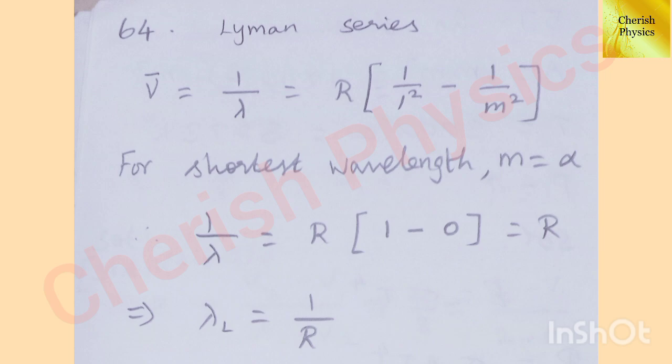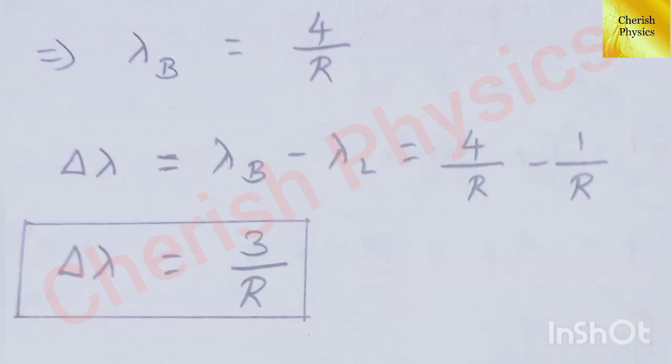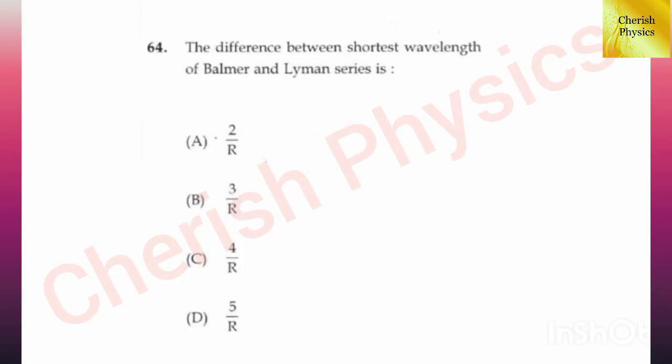Hence, lambda L equal to 1 divided by R. Similarly, for Balmer series, 1 divided by lambda B equal to R into 1 divided by 4 minus 0. Hence, lambda B equal to 4 divided by R. The difference between Balmer and Lyman series, delta lambda equal to lambda B minus lambda L equal to 4 divided by R minus 1 divided by R, which is equal to 3 divided by R. Hence, the answer is option B.